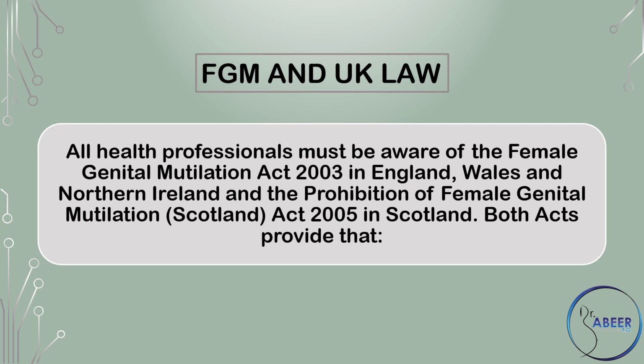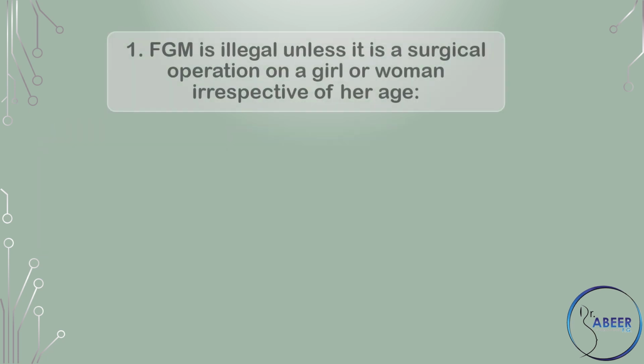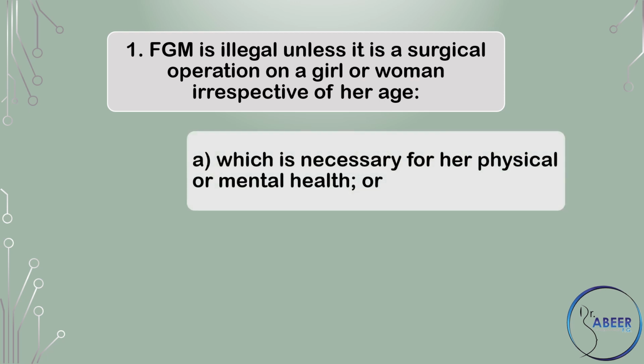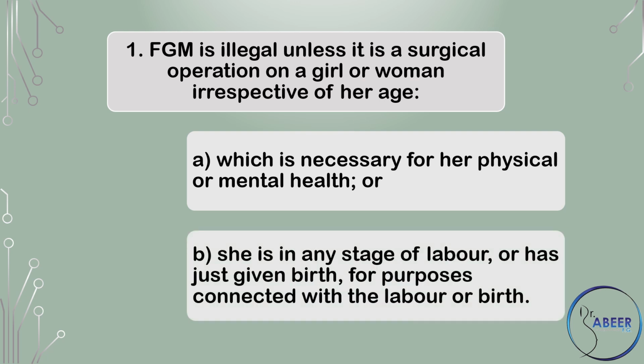Both acts provide that female genital mutilation is illegal unless it is a surgical operation on a girl or woman, irrespective of her age, (a) which is necessary for her physical or mental health, or (b) she is in any stage of labour or has just given birth, for purposes connected with the labour or birth.